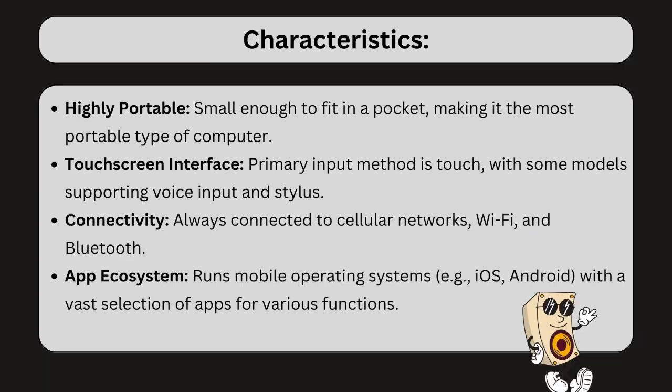Characteristics. Highly portable, small enough to fit in a pocket, making it the most portable type of computer. Touchscreen interface. Primary input method is touch, with some models supporting voice input and stylus. Connectivity. Always connected to cellular networks, Wi-Fi, and Bluetooth. App ecosystem. Runs mobile operating systems, e.g., iOS, Android, with a vast selection of apps for various functions.